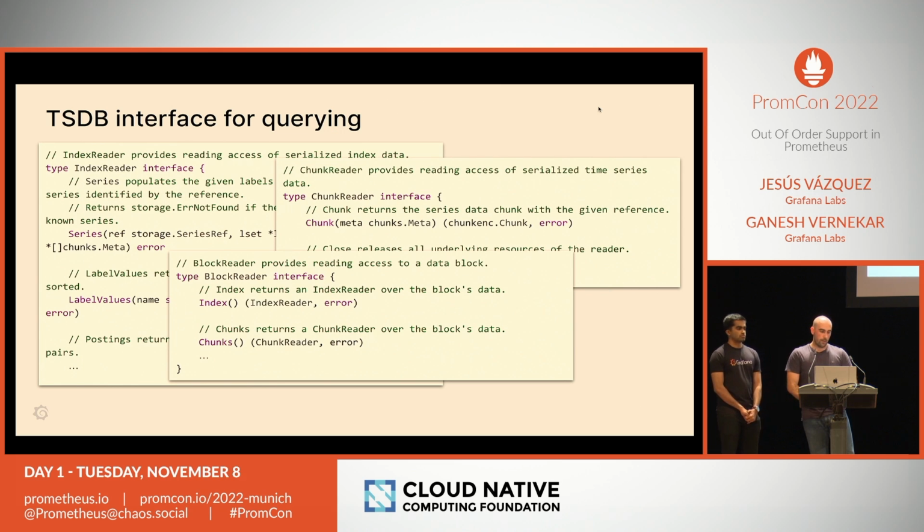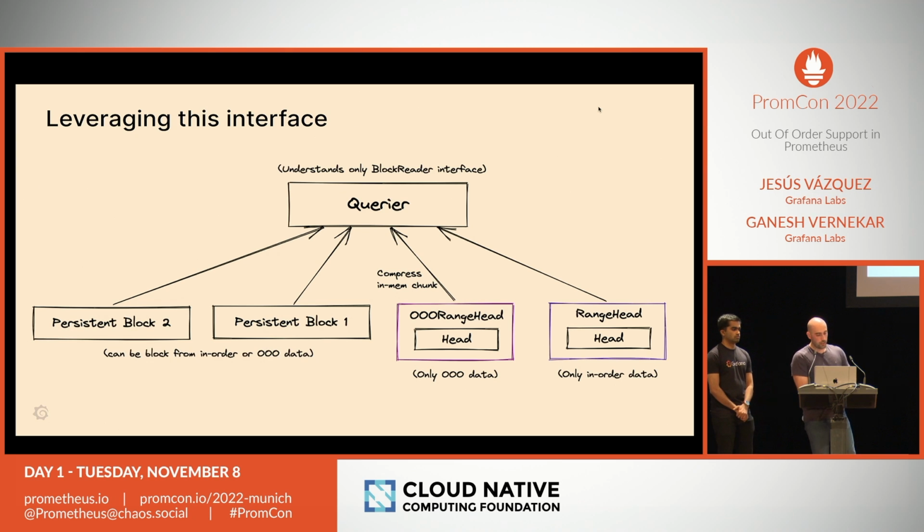So we saw that there was an implementation of these interfaces so that you could read the in-order head chunk. We basically used this approach for the out-of-order head chunk, and implemented these interfaces again only for it. This image represents more or less what happened in the code base. The out-of-order range head box that you see there is what was added, and the other boxes already existed.